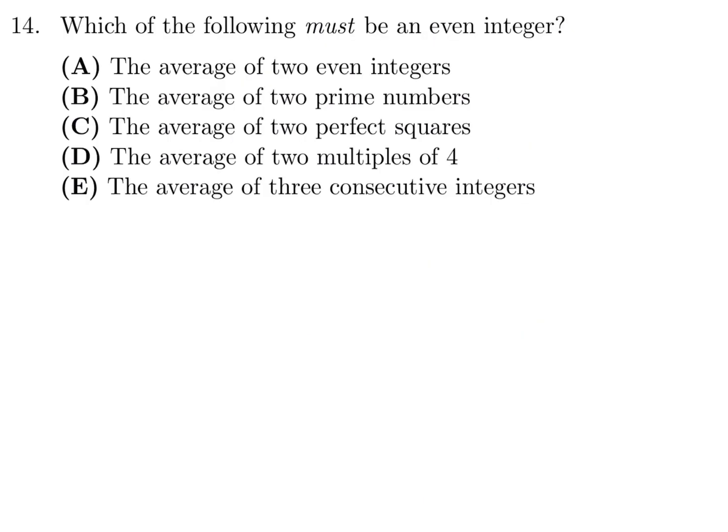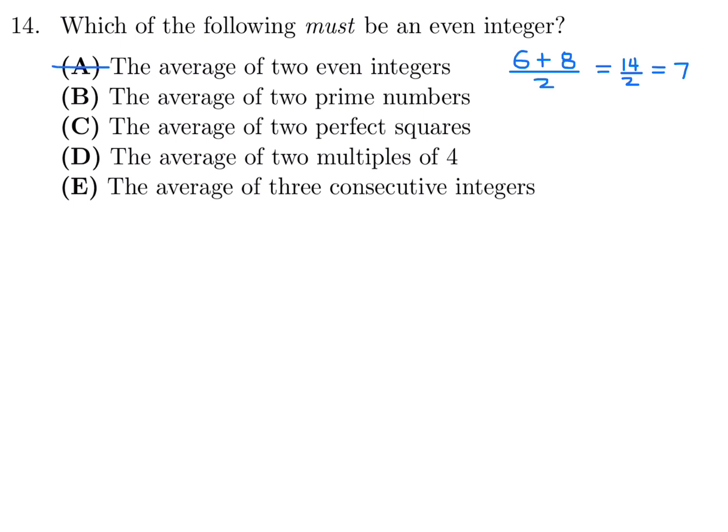Which of the following must be an even integer? So let's just use some numbers. I always do it that way. It makes it easier. Average of two integers. Well, let's see. That's anything, right? 6 plus 8 divided by 2. 14 divided by 2, and that's 7. Well, that's not even, so A's out.